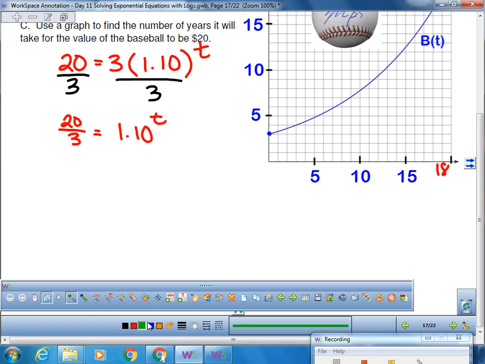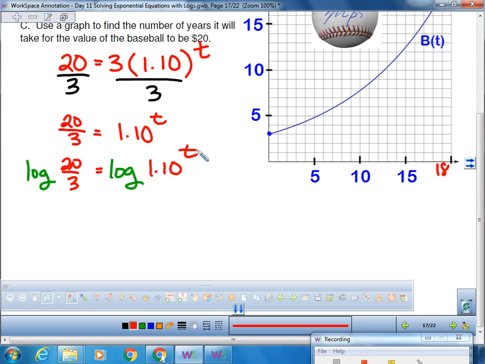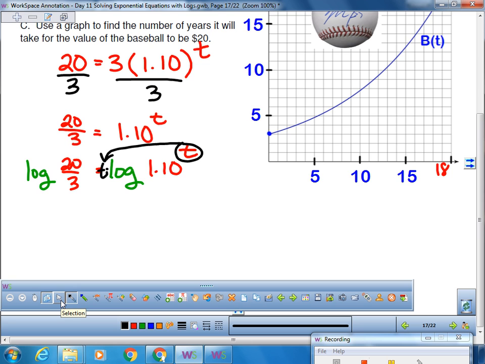Log both sides. So I'm going to put a log and a log. So this is log of 20 divided by 3, and this is log of 1.10 to the t. Now what? Yeah, the t is going to come out front, right? Because this is an exponent to an exponent, so we can multiply. So now that it's multiplied, now what can I do? Solve.